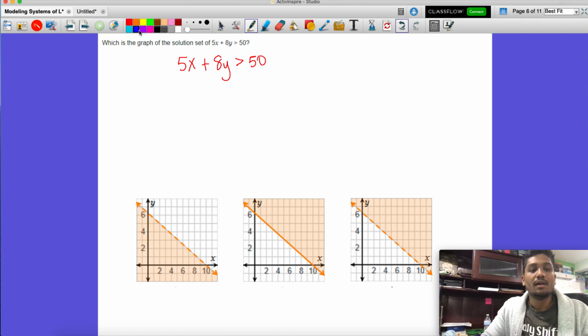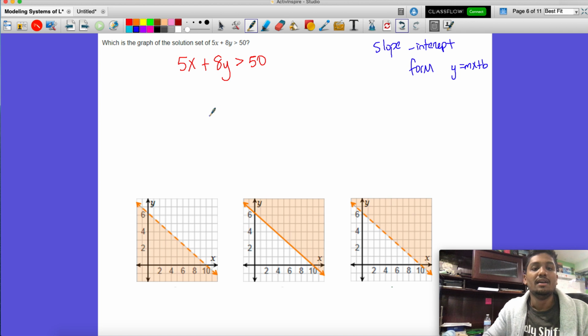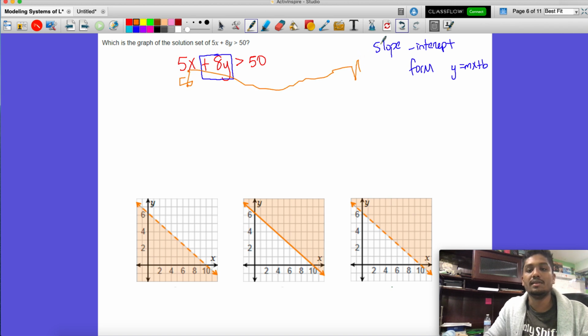Okay, and so for the graph, we know that we want to just get it in slope intercept form. That's kind of like y equals mx plus b, even though we're not going to have the equal sign. It's like the skeleton that we want, right? So we're going to keep the positive 8y right there, and we're going to move this 5x over because we don't want it next to it. So we're going to subtract 5x from both sides.